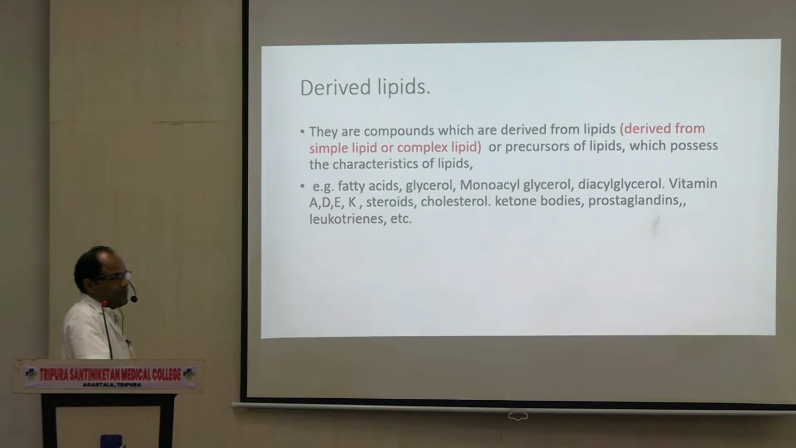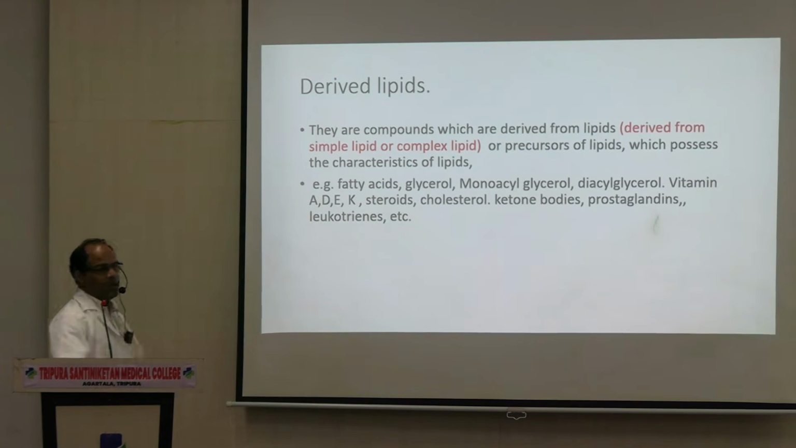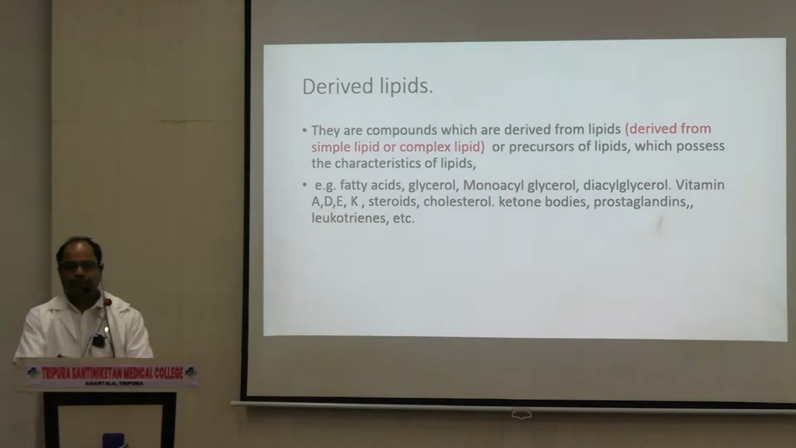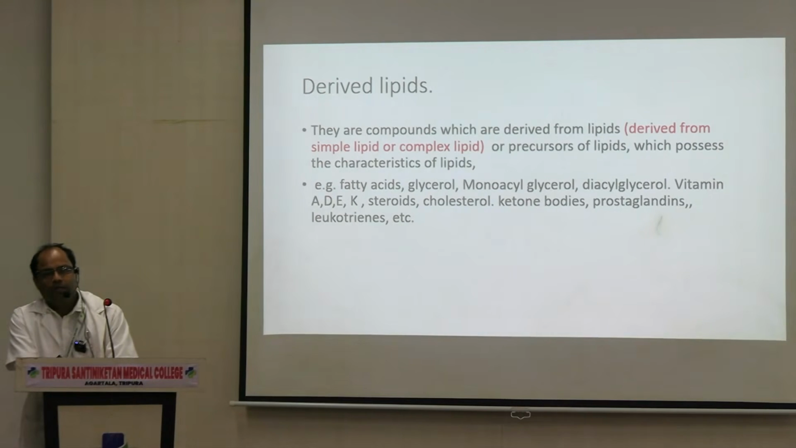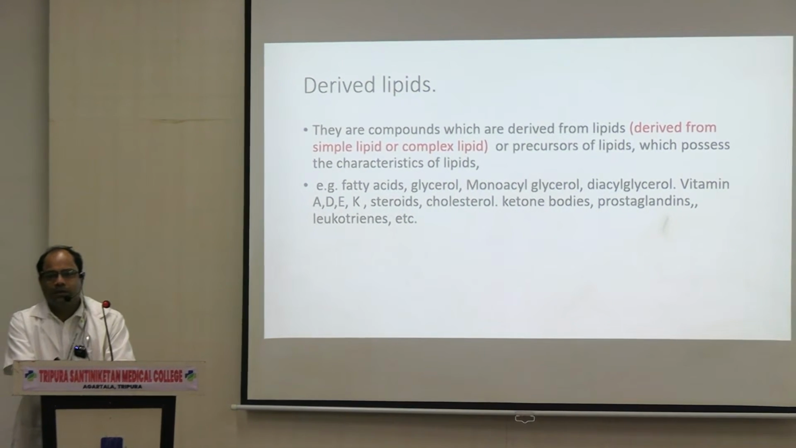Steroids, cholesterol, even ketone bodies, prostaglandin, leukotriene, these are all in this group, derived lipids. They form because of hydrolysis of either simple lipid, complex lipid or compound lipid.